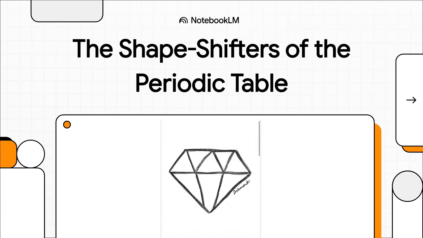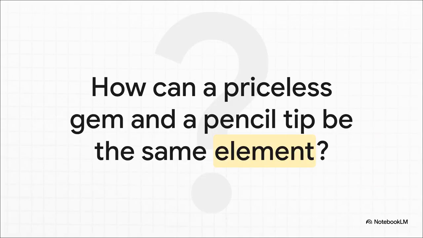Today, we're diving into the secret identities of the chemical world. We're talking about how a single element can show up in forms so radically different you'd swear they were completely unrelated. They're like the shapeshifters of the periodic table. So let's just jump right in with a question that sounds kind of like a riddle.